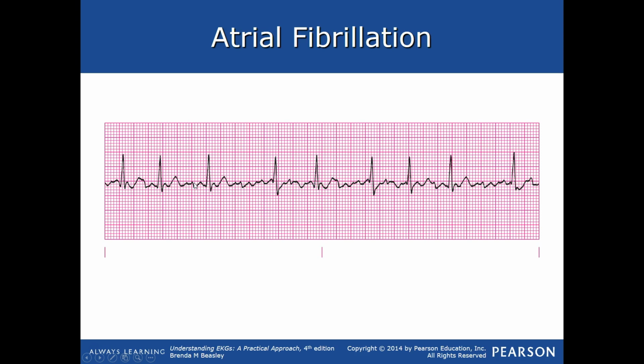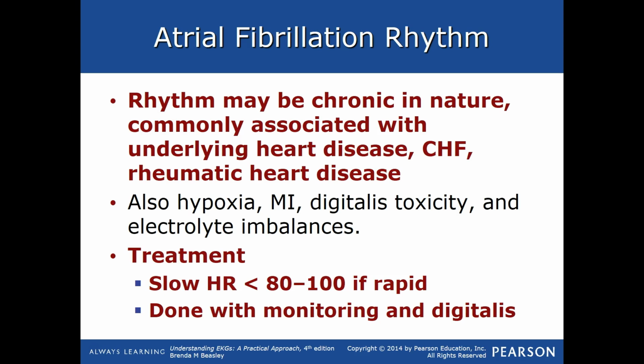So probably the easier way to get a rate on this is to go ahead and do your 6-second method. 1, 2, 3, 4, 5, 6, 7, 8, 9, somewhere in the 90s. That's probably going to be your easiest way to do that if you need to have a rate. This says it can be chronic in nature. It typically is. Many of our older patients are going to be like this, and they're on medicines to either help it or hopefully get rid of it.